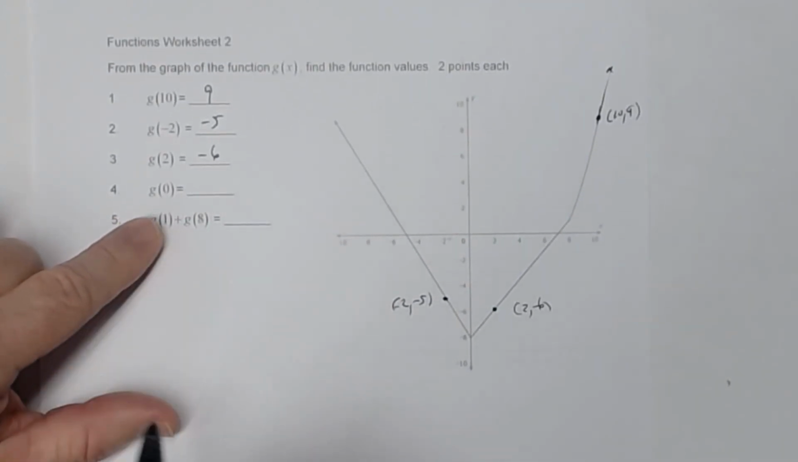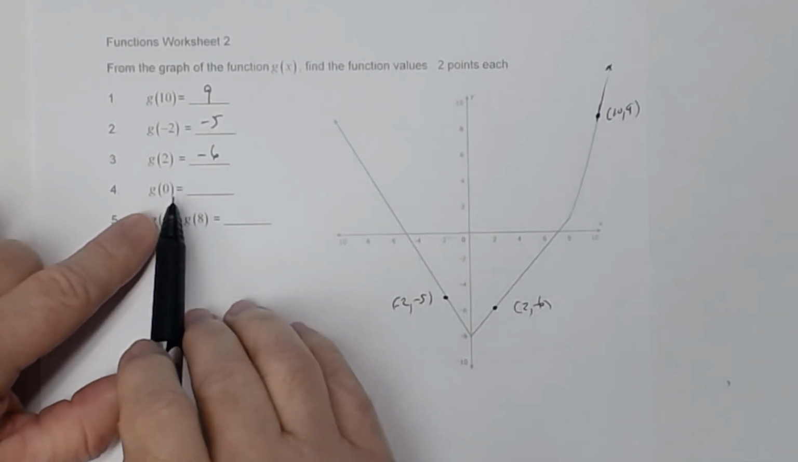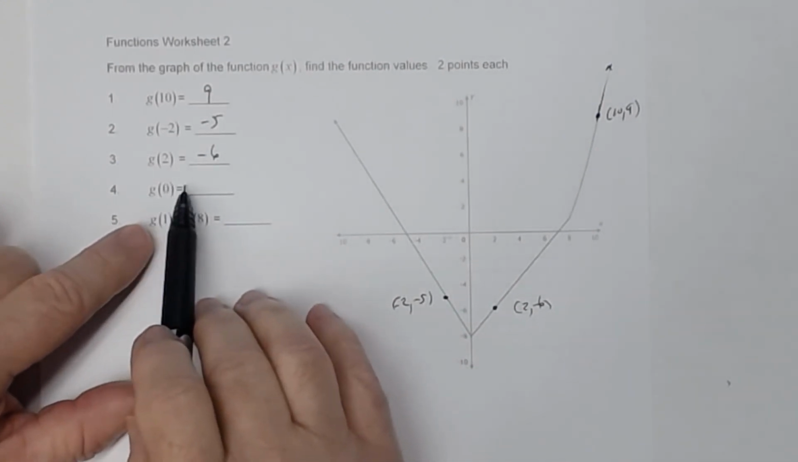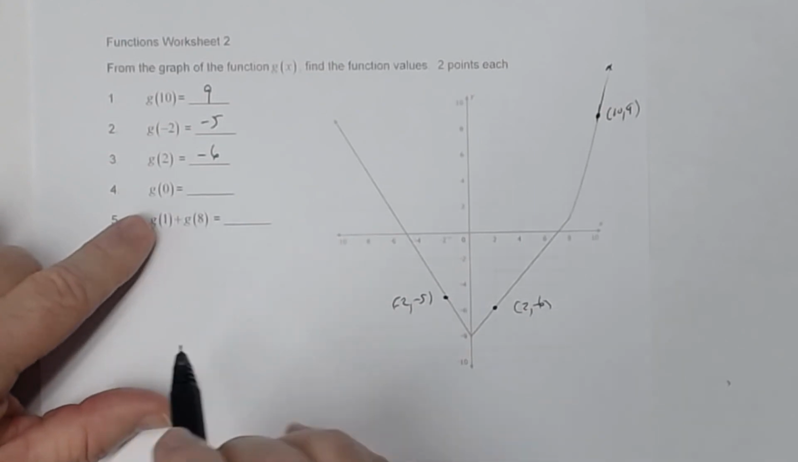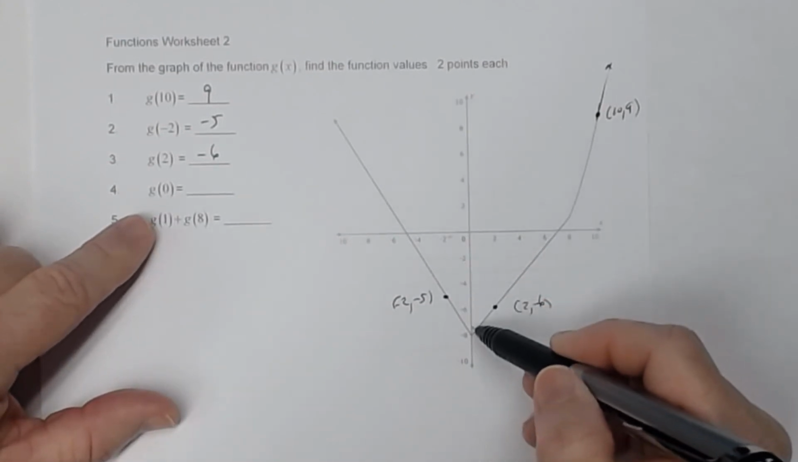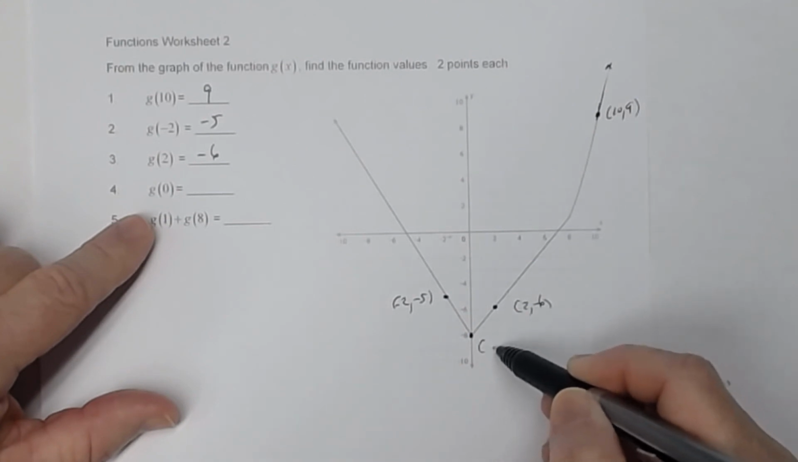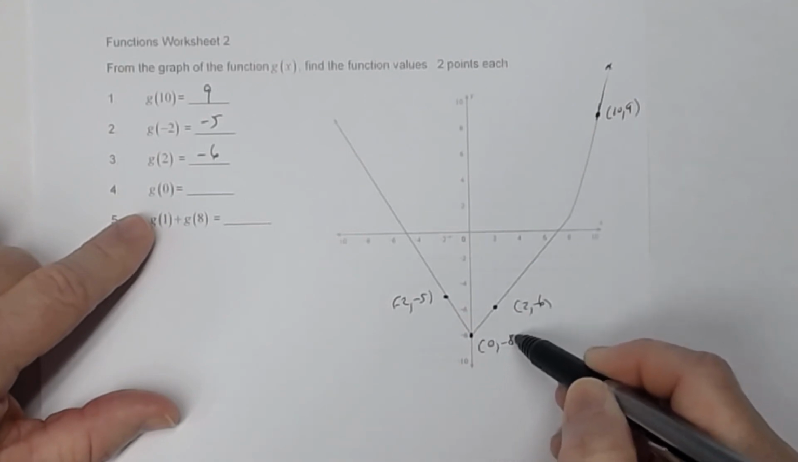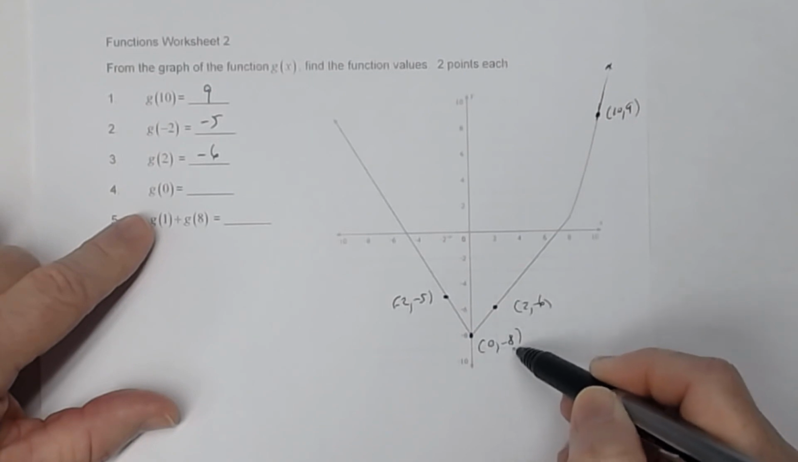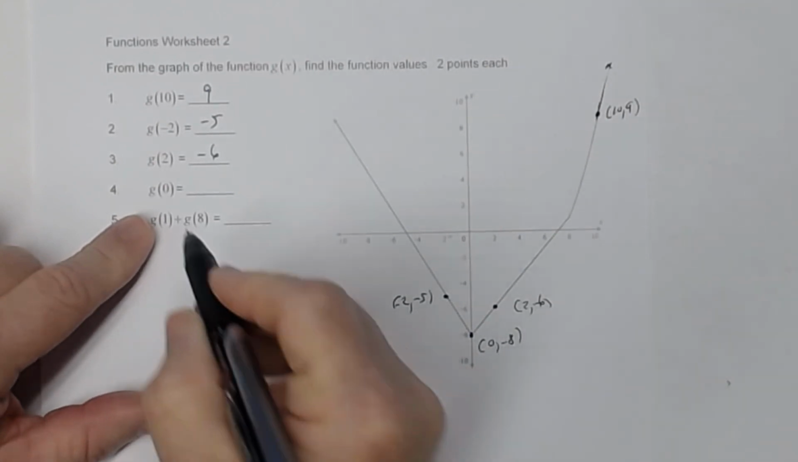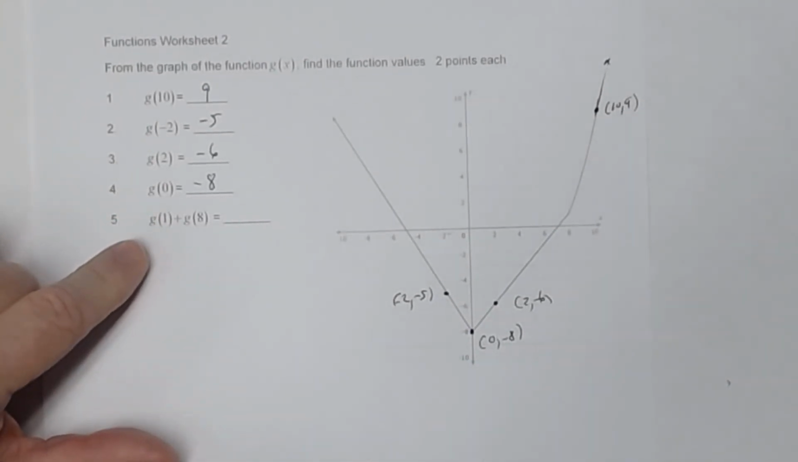g of 0, again, do the same thing as you did the others. So what is the y value when x is 0? Well, when x is 0, the point that corresponds to that is right here. And so when I label that point, that's going to be 0 comma negative 8. So when x is 0, my y value is negative 8. So negative 8 goes here.